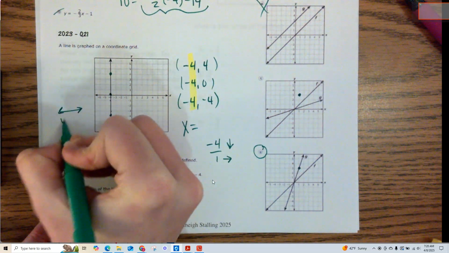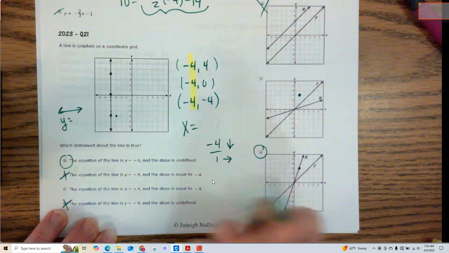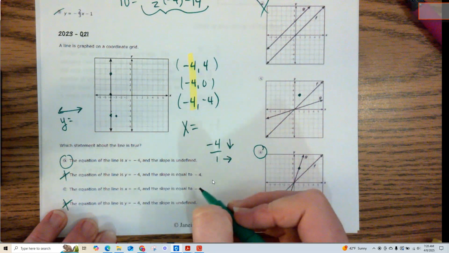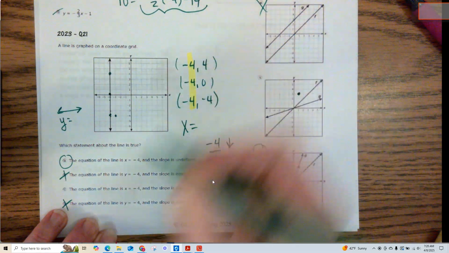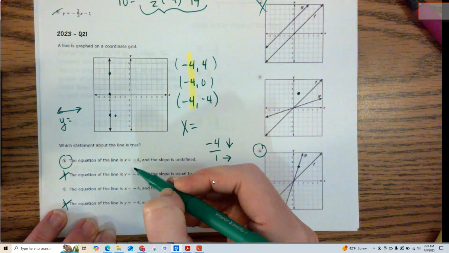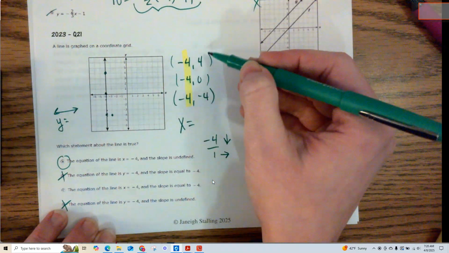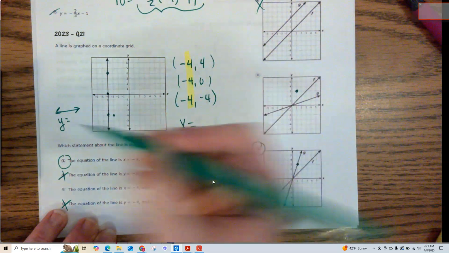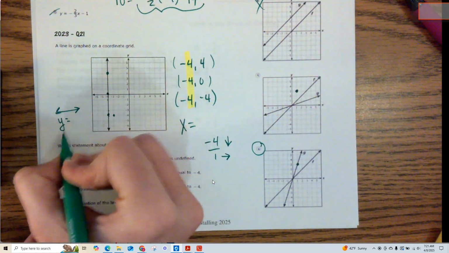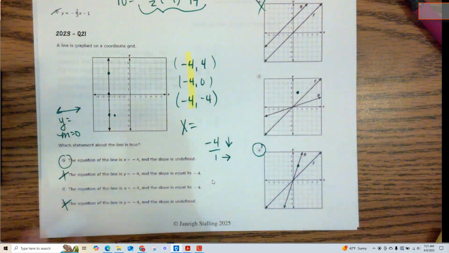Horizontal lines are always y equals and then whatever the y value is. So if you notice here, all the x's are -4. That's why this is x equals -4. If all the y's are the same, it's going to be y equals that same y value. But horizontal lines always have a slope of 0.